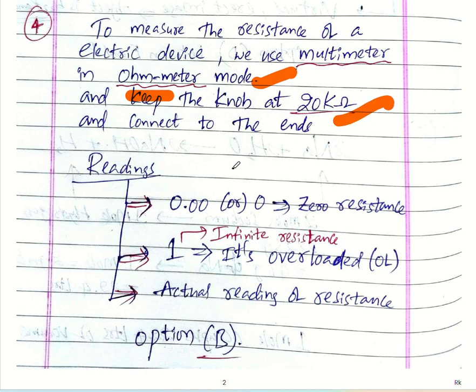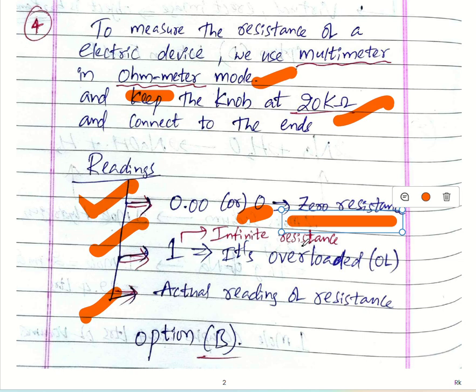Then if you measure the reading between the two ends of any bulb or any device, it will show 0, 1, or the actual reading of the resistance. Either it is 0.1 ohms or 2 ohms or 3 ohms, like that, 0.5 ohms, 0.9 ohms will show. That means if it shows 0, it is a 0 resistance. If it shows 1, that means infinite resistance. It is nothing but overload.